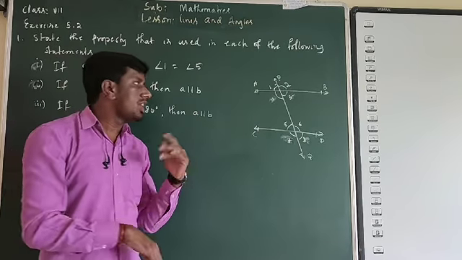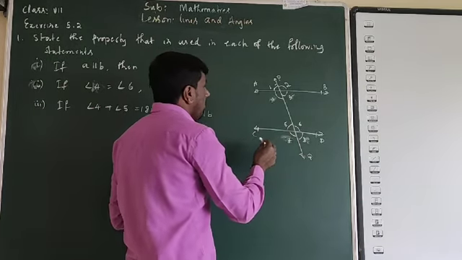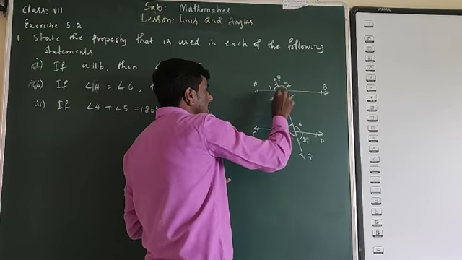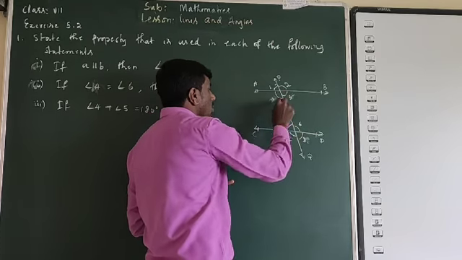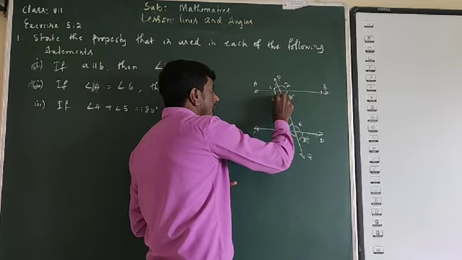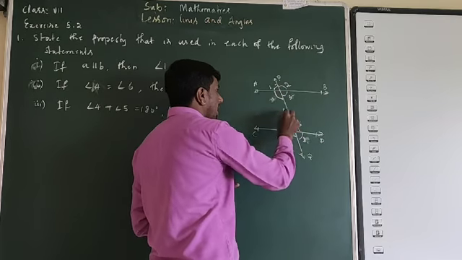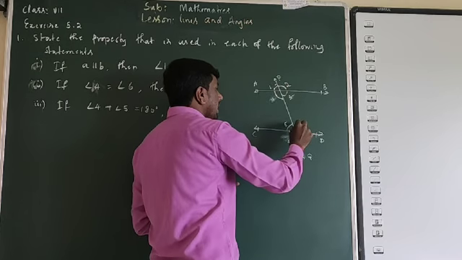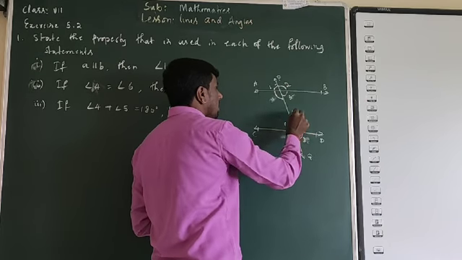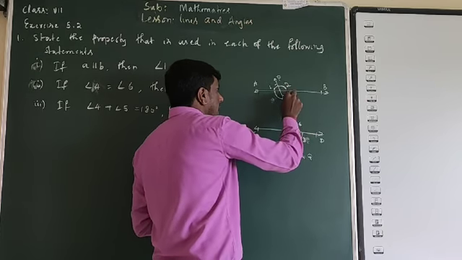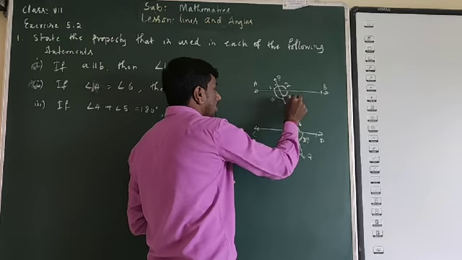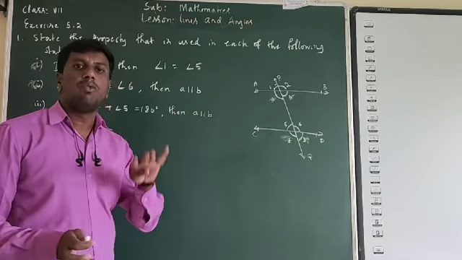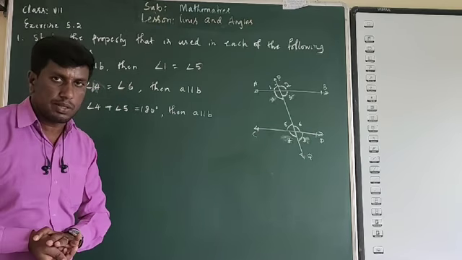And we have corresponding angles: angle 1 and angle 5 are one pair of corresponding angles. Angle 4 and angle 7, another pair. Angle 2 and angle 6, another pair. Angle 3 and angle 8, another pair. So how many pairs of corresponding angles? We have 4 pairs of corresponding angles.